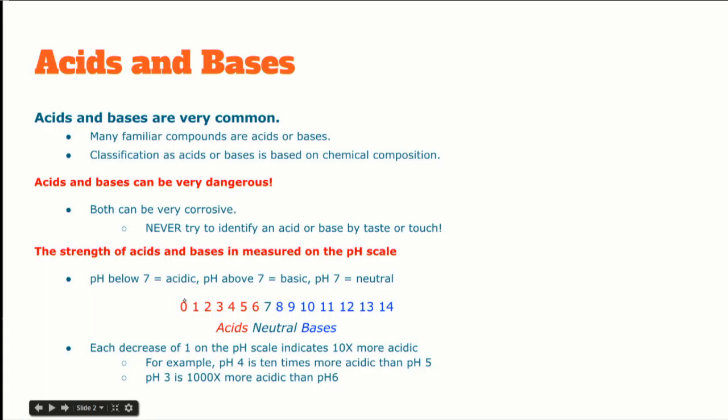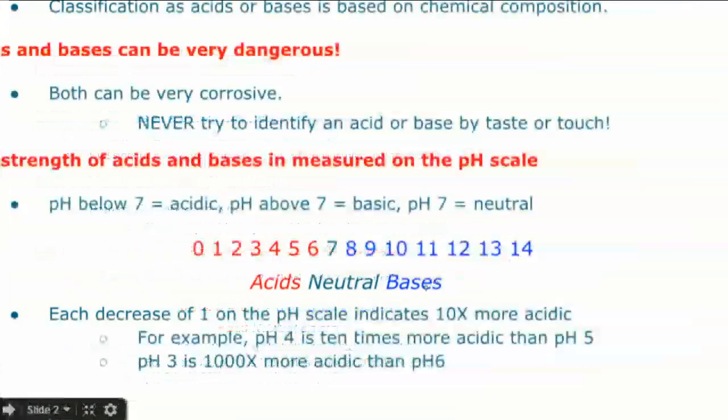If something has a pH of 0, 1, 2, 3, 4, 5, 6, we call it an acid. And if something has a pH of 8 through 14, we call it a base. So this tells us how strong an acid is or how strong a base is.